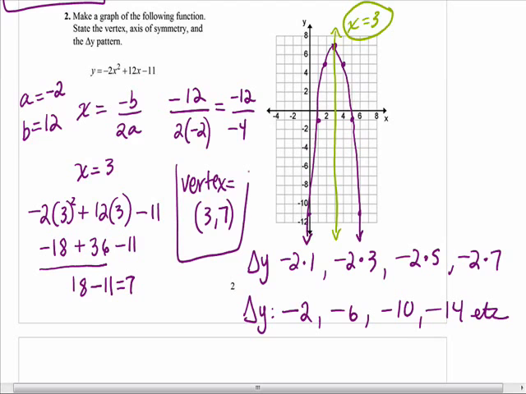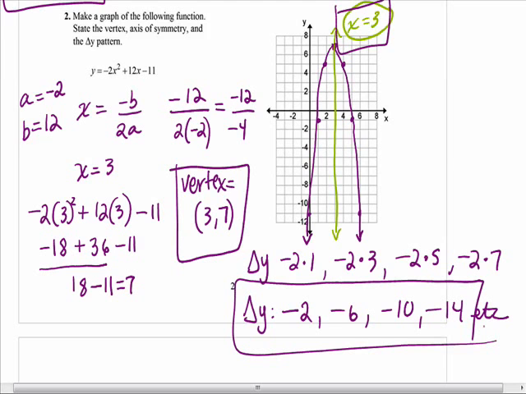And all of this is part of your answer. You got to put a box around that. Your axis of symmetry, your delta y pattern. All of that is part of your answer. Any questions on how I did that one? Okay. If you're finished with number 2, I'd like you to turn the page and start number 3.